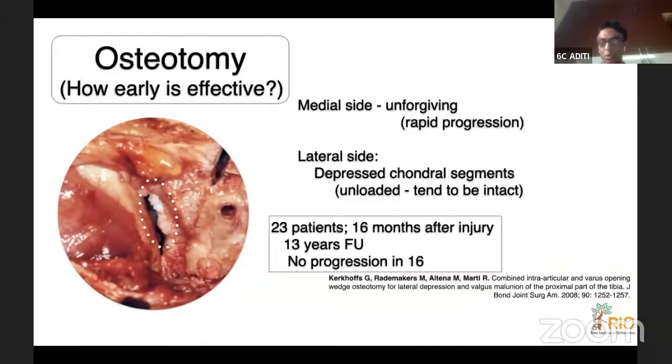And that is what the paper from Rennie Marty, probably the largest series on this topic, tells us. They looked at 23 patients, whom they operated at a mean of 16 months after injury. They followed them up to 13 years, and they could see no progression of arthritic changes in 16 patients who had a lateral side injury. So these patients can be undertaken relatively late also, compared to a medial side injury.